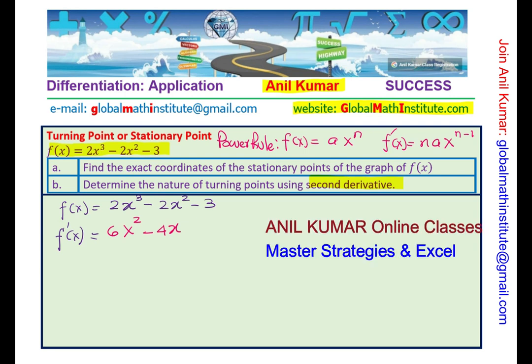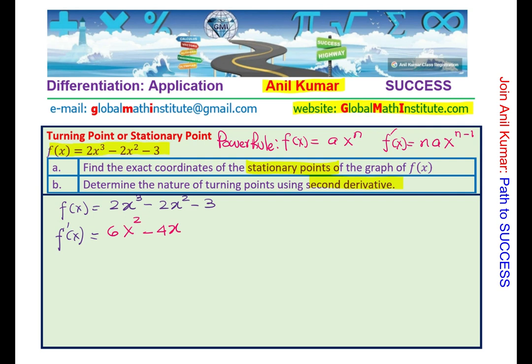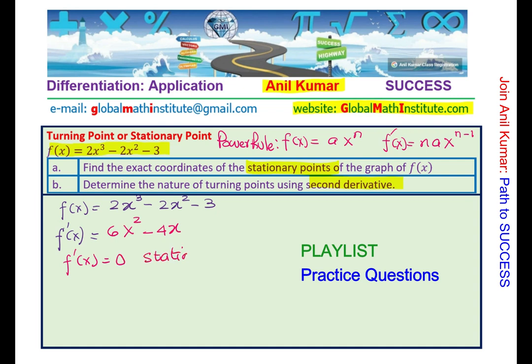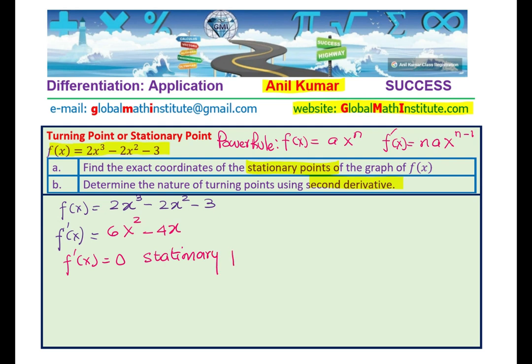Now, to find stationary points, what are stationary points? Stationary points are the points where the derivative of the function is equal to 0. Clear? So let's equate this to 0. That is to say, 6x squared minus 4x equals 0.